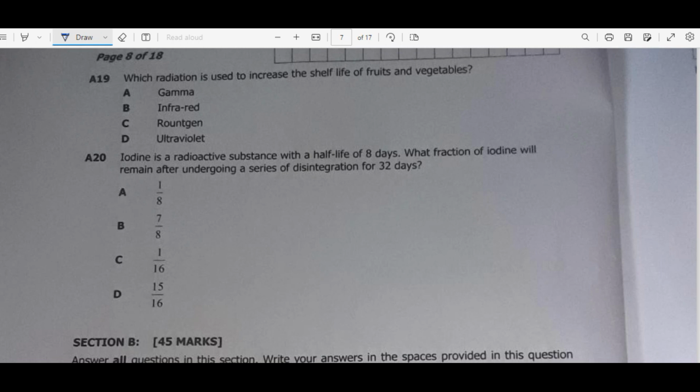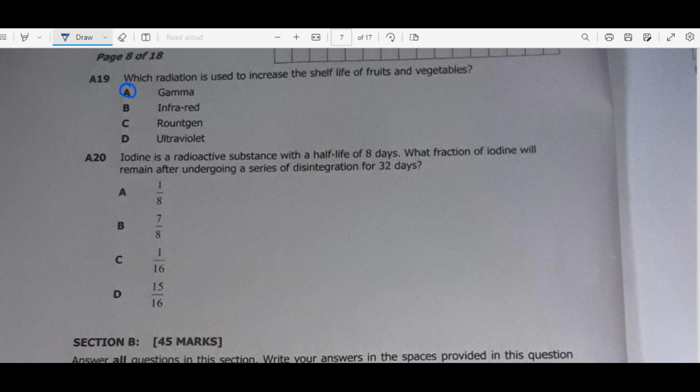Number 19. Which radiation is used to increase the shelf life of fruits and vegetables? We are looking at the radiation that we can use if we want to conserve fruits and vegetables, or if we want to keep these for a longer period of time. We have gamma radiation.